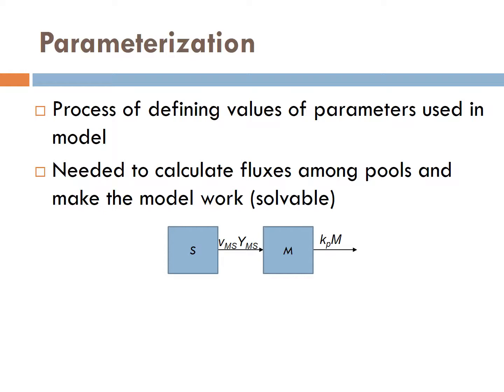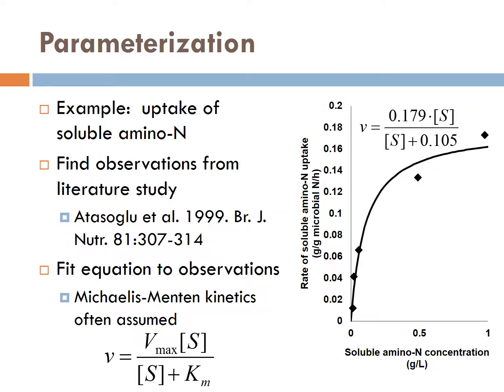This refers to the process of defining values of parameters used in the model. We need it to calculate the fluxes amongst the pools, or in simple terms, just make the model work. This example shows us how we would parameterize the part of a model representing the uptake of soluble amino nitrogen by rumen bacteria. We start first by finding observations from a literature study. For example, the study listed below reports the rate of soluble amino nitrogen uptake with increasing soluble amino nitrogen concentration. I took those observations and plotted them to the right.